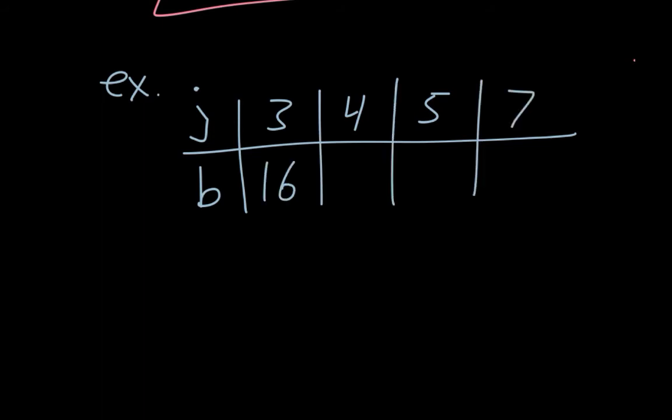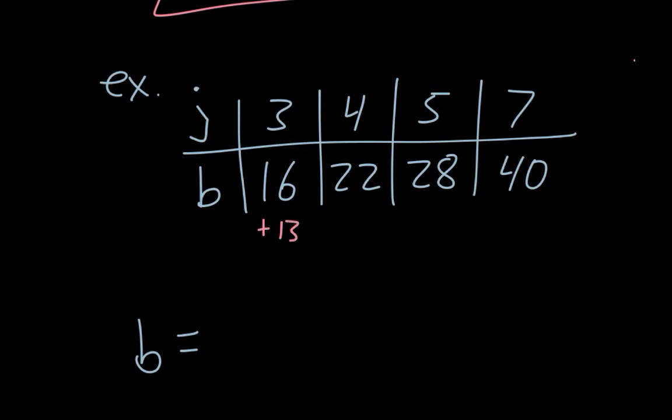So my y values are 16, 22, 28, and 40. All right. Is my equation going to be J equals something or B equals something? B equals. Because it's always going to be the y value equals something, the dependent value equals something. And if we go back to the steps we were doing before, 3 plus 13 gets me 16. Wouldn't that be nice? 3 times 5.3 repeating will get me the 16.